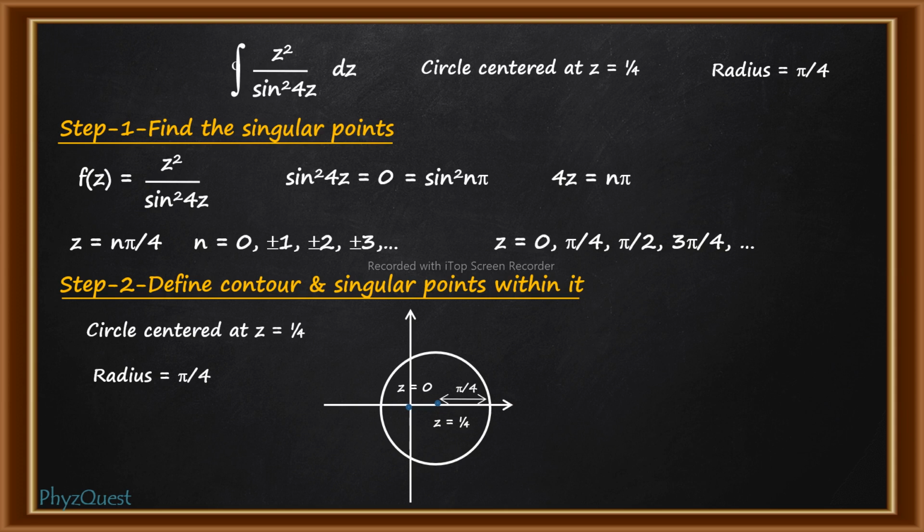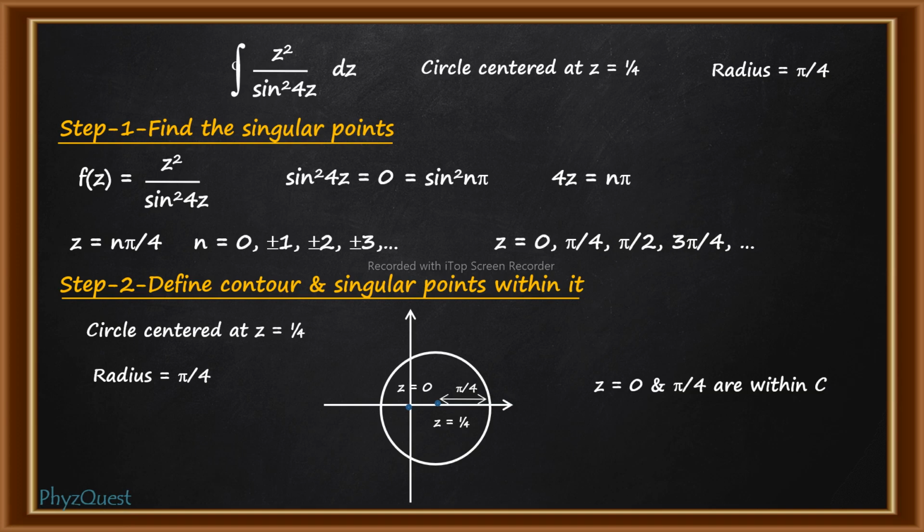If you observe here, z equal to 0 is within the circle. Also z equal to pi by 4 will be within the circle, because from z equal to 0 the distance is pi by 4. So from 0 to pi by 4, it will be somewhere here, so definitely it is within the contour. The rest of the points are outside the contour, so we don't need them. So we have our required singular points: z equal to 0 and pi by 4 are within the contour.